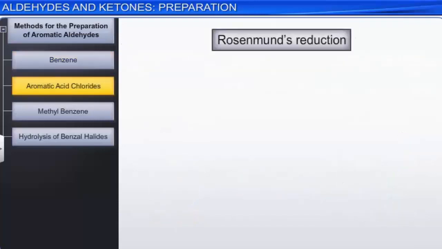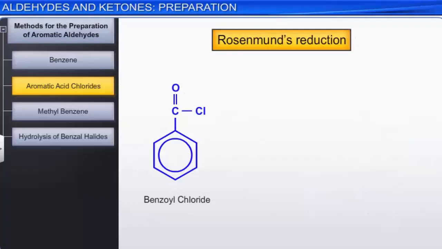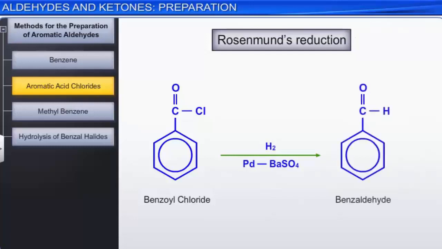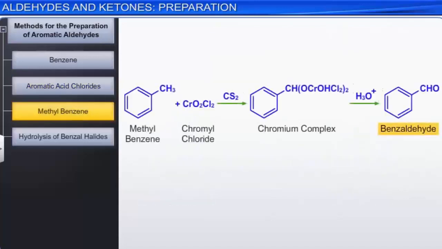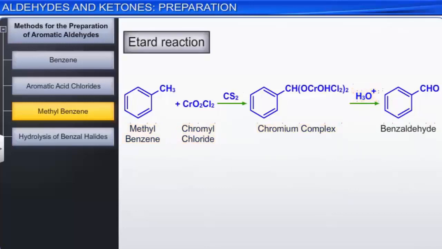As you have seen earlier, Rosenmund reduction of benzoyl chloride with hydrogen in the presence of palladium on barium sulfate in quinoline also gives benzaldehyde. Benzaldehyde or substituted benzaldehyde can also be prepared by the oxidation of methylbenzene with chromyl chloride to a chromium complex, followed by hydrolysis. This reaction is known as the Etard reaction.